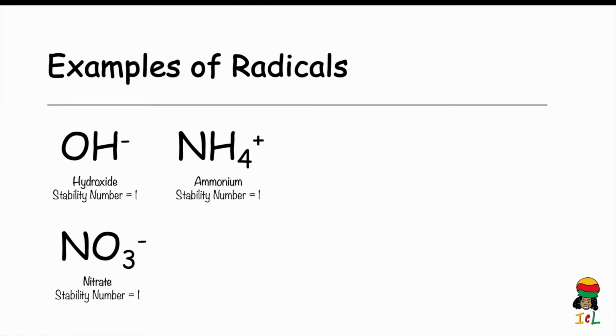Ammonium is one of the radicals in which the name does not end with ite or ate. Ammonium is a polyatomic ion that consists of 1 nitrogen atom bonding with 4 hydrogen atoms, forming a stable ion that has a charge of +1. As a result, the stability number of ammonium is 1.